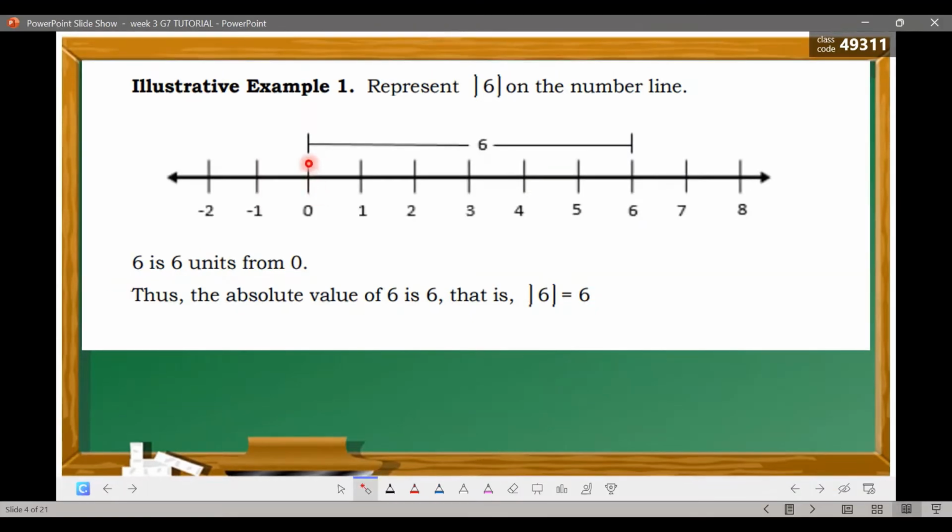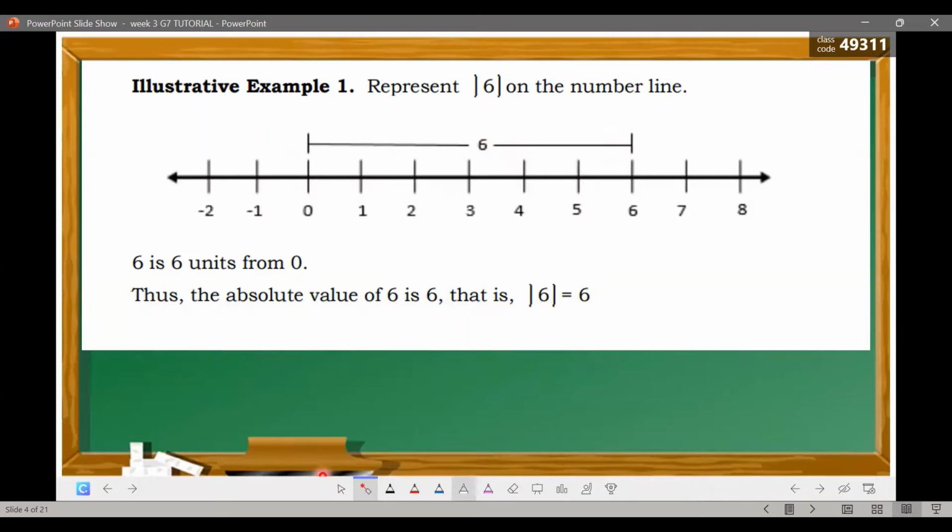We have this one. So, this is where we start. 1, 2, 3, 4, 5, and 6. Okay? So, the distance of 6 from 0 is 6. So, therefore, the absolute value of 6 is 6. That is, absolute value of 6 is positive 6.